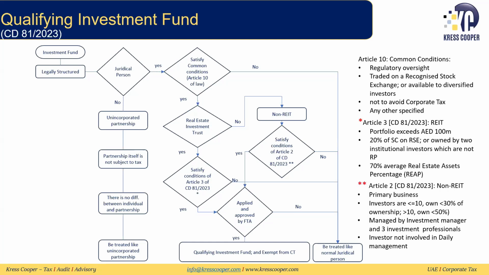But if they are satisfying the conditions, then we have to see, is it a real estate investment fund or a non-real estate investment fund? If the answer is no, then we have to check whether they are satisfying the condition of Article 2 of the cabinet decision. If they are not satisfying the condition, they will be treated again like a normal juridical person. Now, what are these conditions in Article 2?